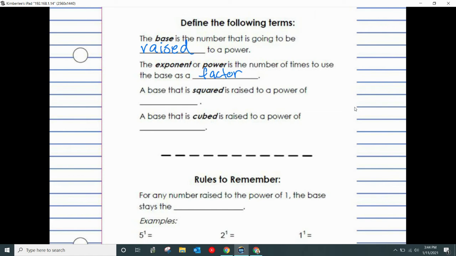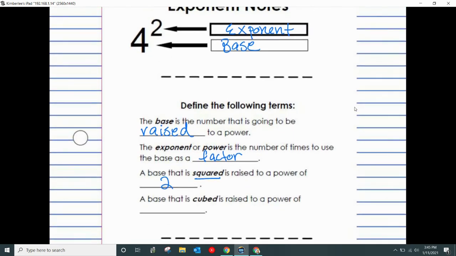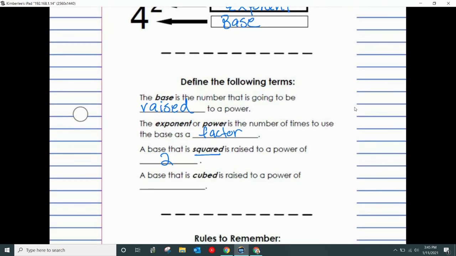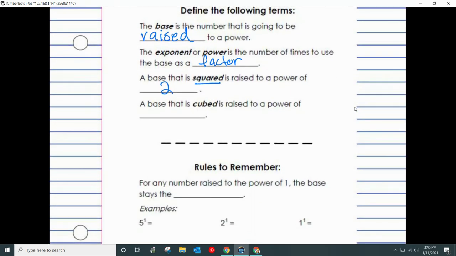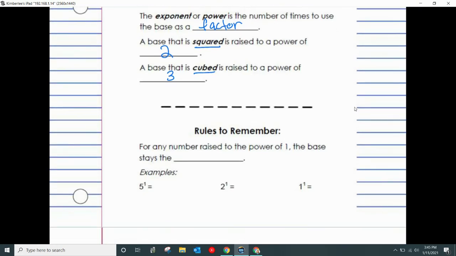So a base that is squared, now this is important. Squared is a word we use a lot, it is raised to a power of 2, such as this 4 is squared. We call this 4 squared, 4 to the power of 2. And if we say that it's cubed, it's been raised to a power of 3. So those are special terms for powers. Otherwise, we just name the power. And so I'll give you some examples down here.